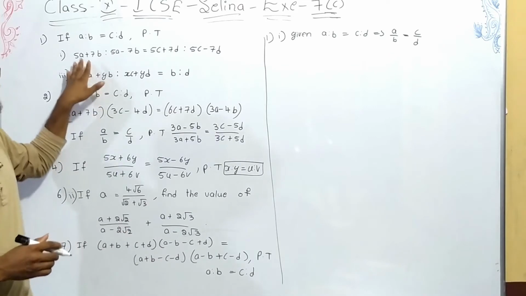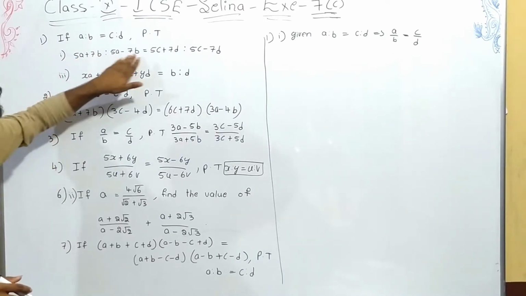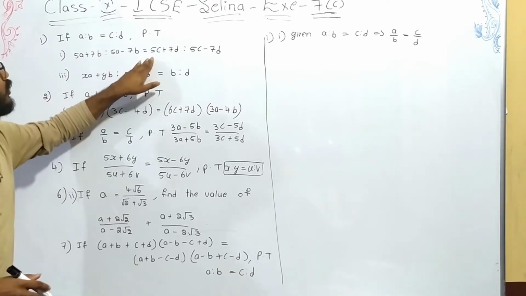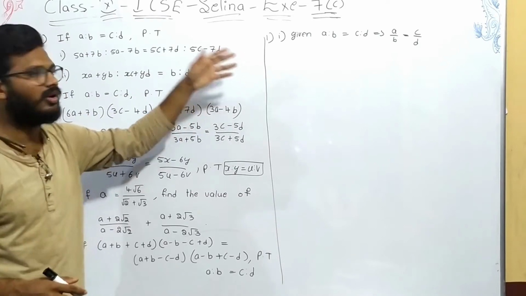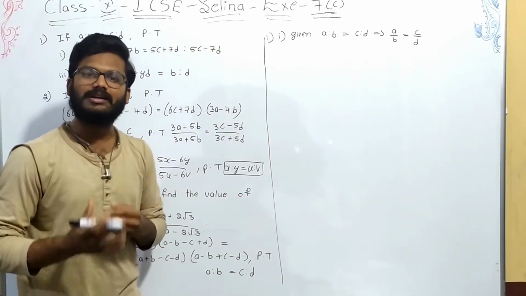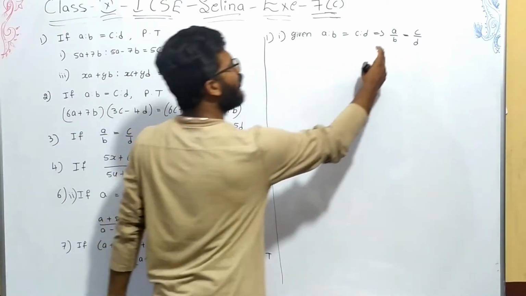See here, if you take 5A as A and 7B as B, how does it look? (A + B) by (A - B), right? Is equal to (C + D) by (C - D). So this property is similar to componendo and dividendo, right? For what? For 5A and 7B. So here we have A and B.